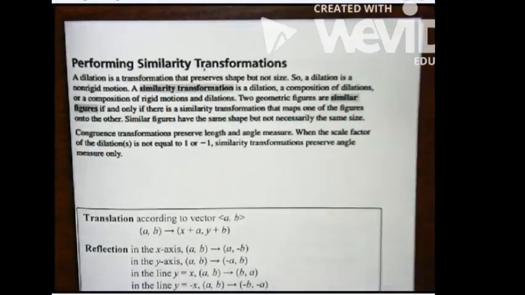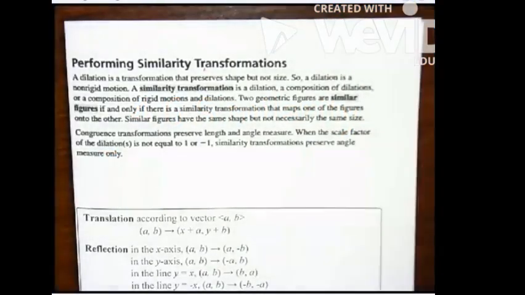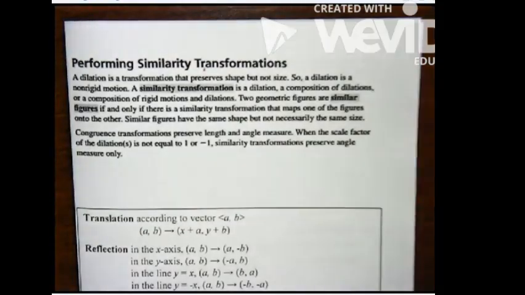Hello, class. Today, what we are going to talk about is performing similarity transformations. Before, we talked about rigid transformations, congruence transformations, right? Rigid motions transformed the figure, but they didn't change the shape or the size, so they were congruent. This was your translations, the reflections, the rotations.